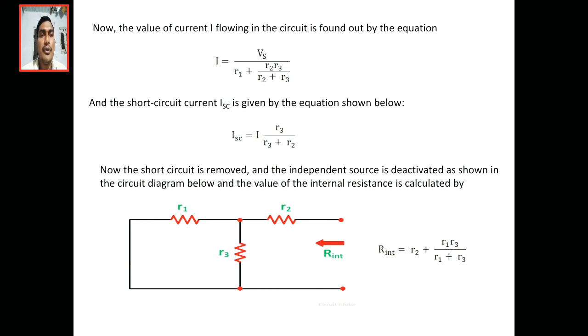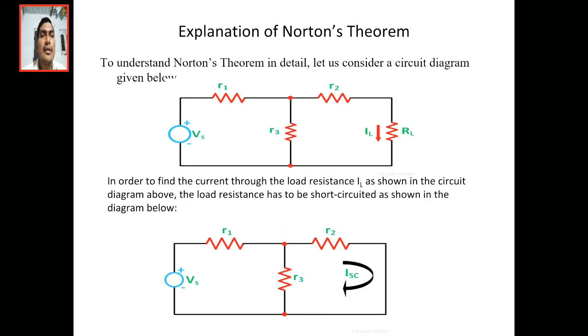We already know the current division rule is useful to find the current through one resistance in a parallel circuit. Here R2 and R3 are in parallel, and we have to find the current through R2. We have already calculated the total current, so now we have to find the current through R2.